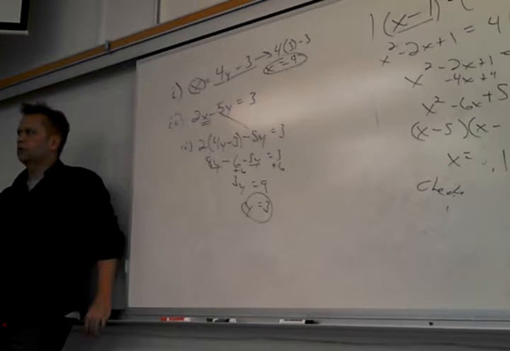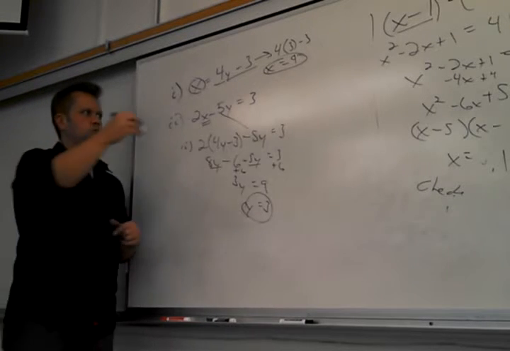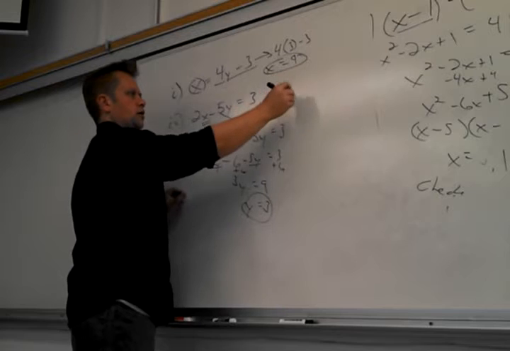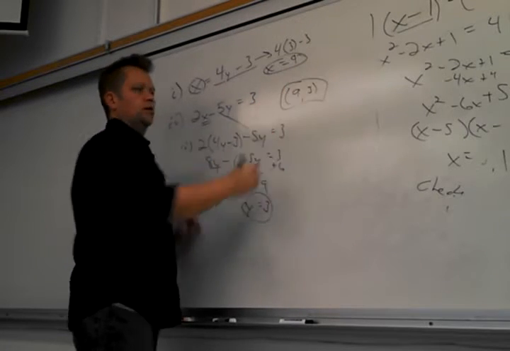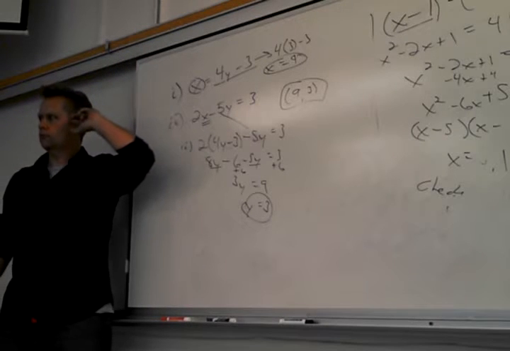Cool. So that's acceptable, but what's the really right way to put the answer? 9, comma 3. Beautiful. X, Y, 9, 3. Because the idea is it's where these two lines would meet if you graph them.